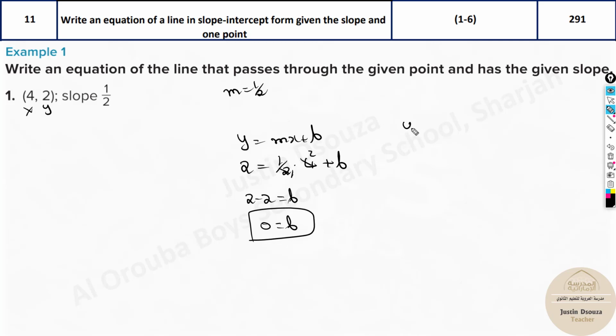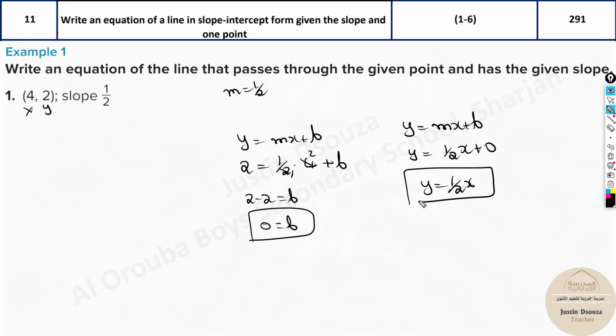Now again use the same slope-intercept form, y equals mx plus b. And here keep y and x as variables. Only substitute the slope and the b value: half x plus 0. That is y equals half x.